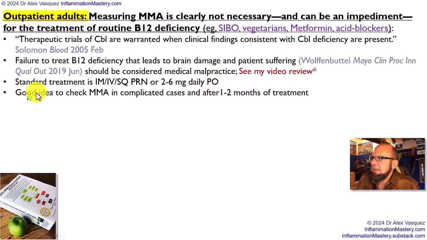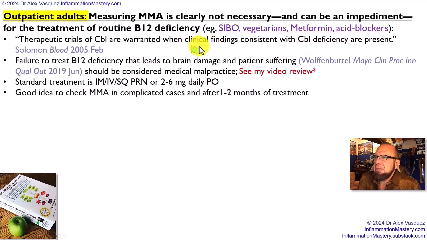And I think a good idea is to check MMA in complicated cases and after 1 or 2 months of treatment just to make sure that everything's working as we expect. But we should never delay intervention after we've made a clinical assessment of possible or probable B12 deficiency. The consequences of B12 deficiency include permanent paralysis and brain damage, so we can't run that risk.